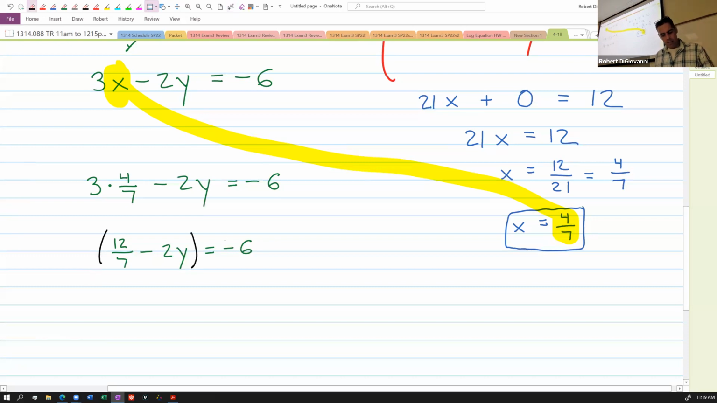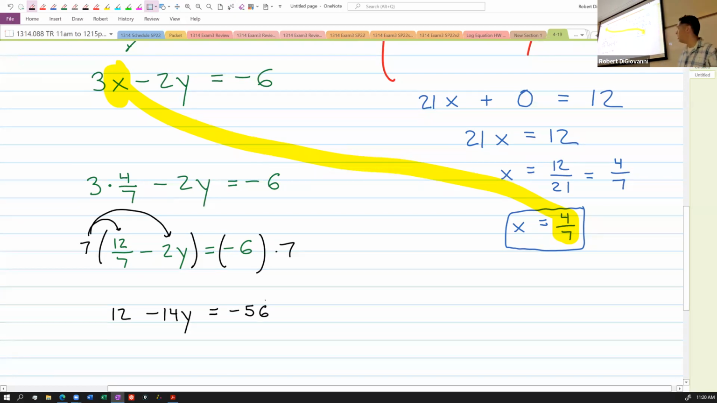So we're going to multiply both sides by what then? To clear that fraction. 7. So 7 over here, 7 over here. When we distribute the 7 through here, the 7s cancel, we get 12. 7 to here, we get -14y. And then the other side is -56 because -6 times 7 is -56. And now this is just a linear equation, right? We can just move things around.